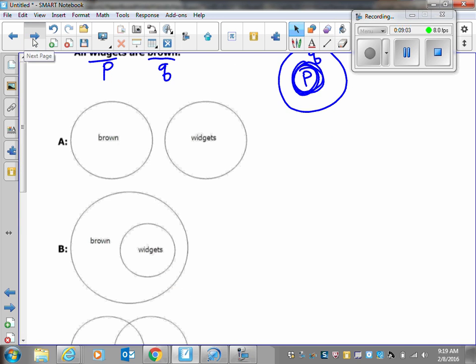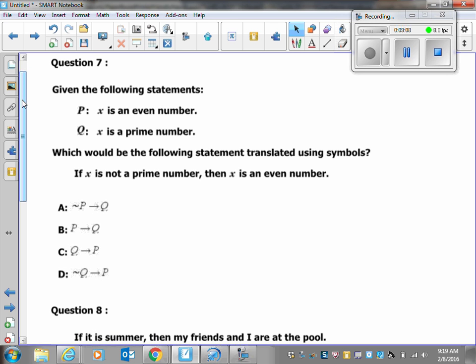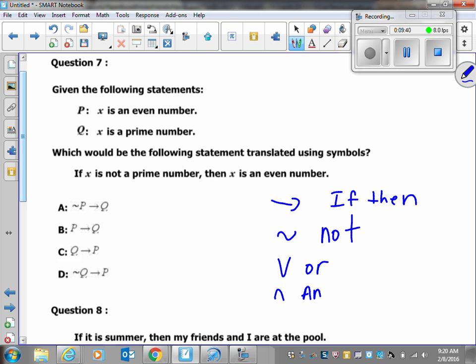All right, next page. Number 7 is another logic problem. Given the following statements, P is x is an even number, Q is x is a prime number, which would be the following statement translated using symbols. So remember, P and Q are given. When you see the arrow, it is if then. And if you see this wiggly line, it means not. And since we are here, this is or, and this is and, and the 3 dots is therefore.